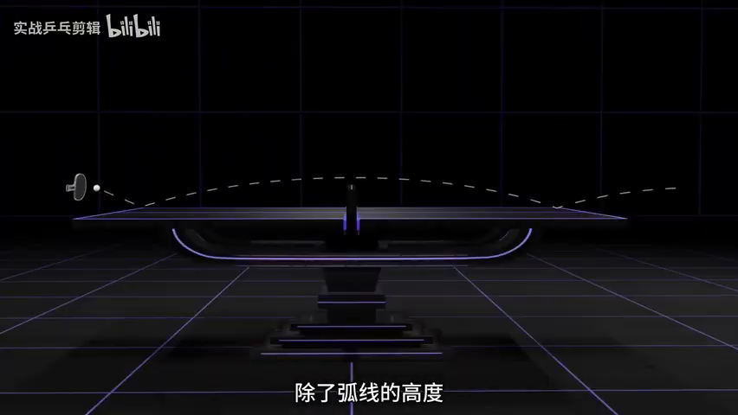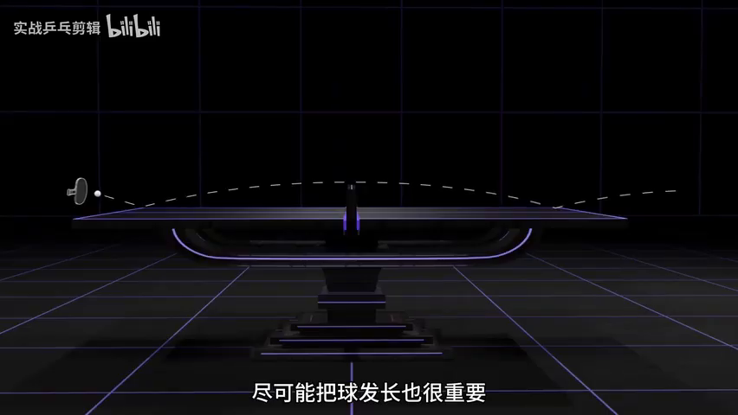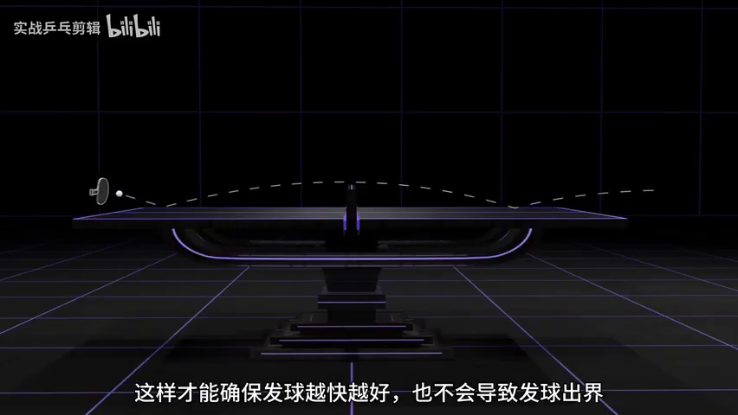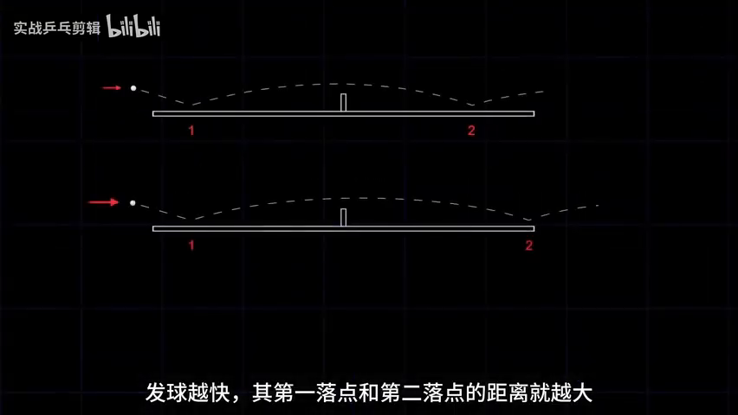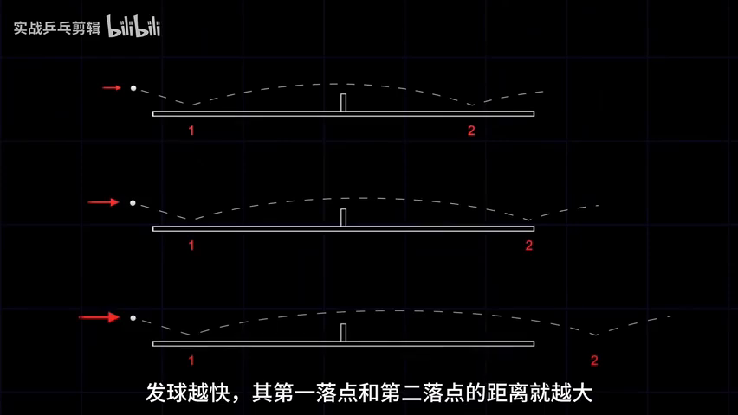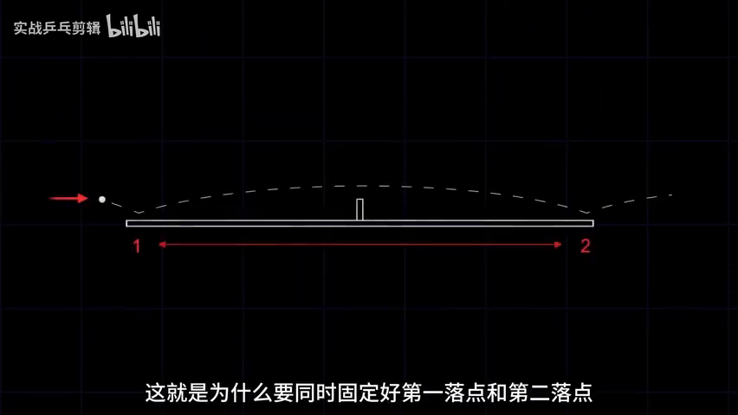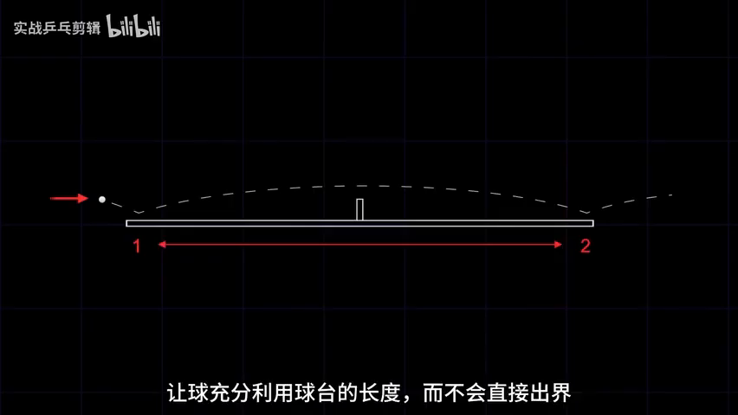In addition to the height of the trajectory, it is also important to optimize its length to ensure the serve is as fast as possible without the ball going off the table. The faster the serve, the greater the distance between its first and second bounce. That is why it is essential to position these two bounces correctly, allowing the ball to make full use of the table's surface without crossing its boundaries.